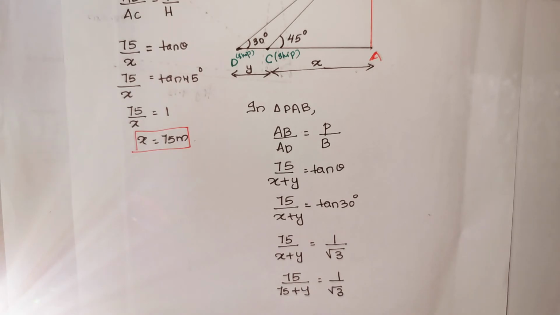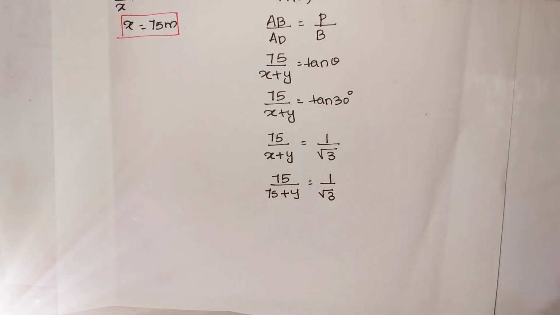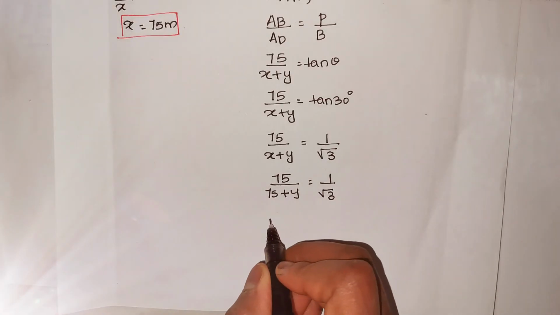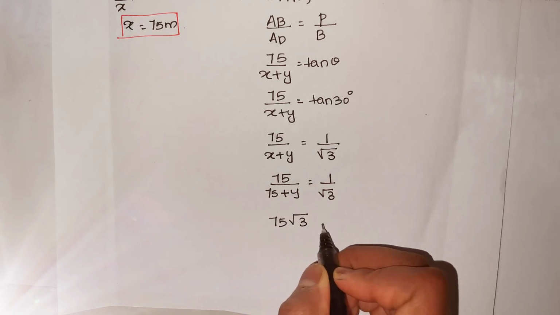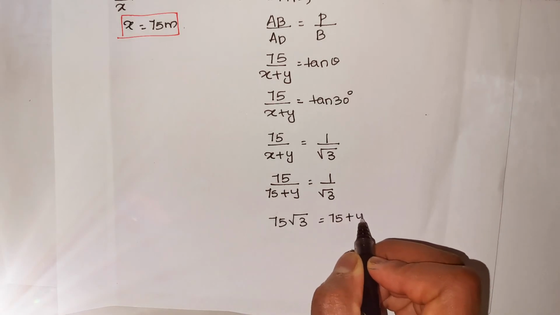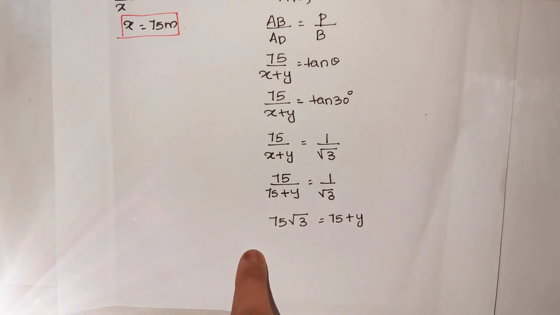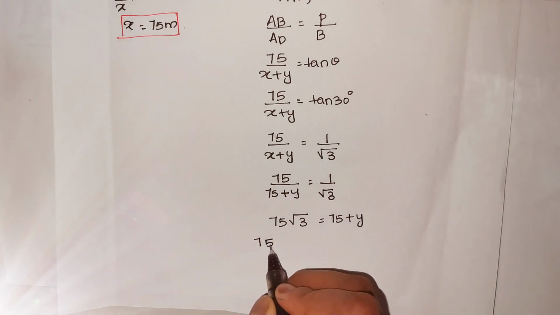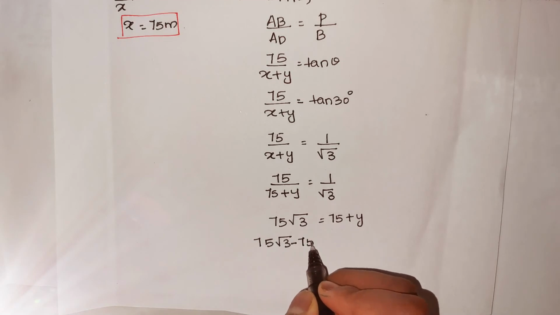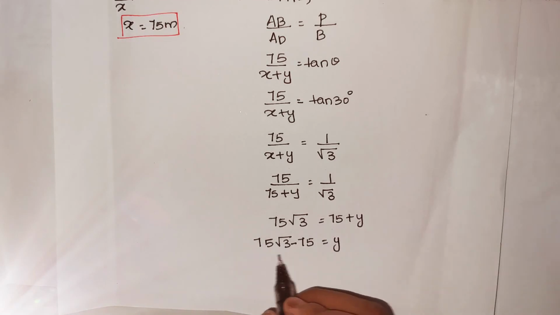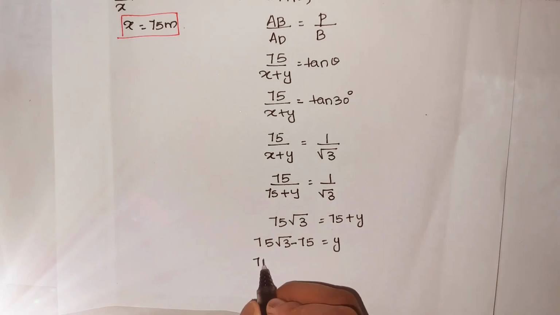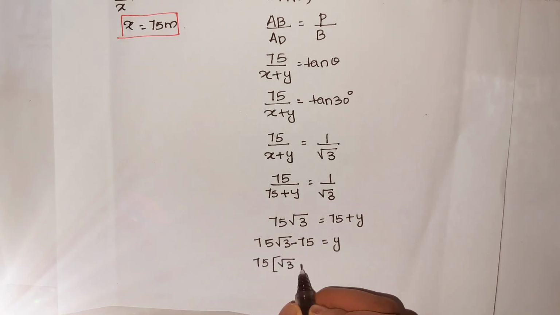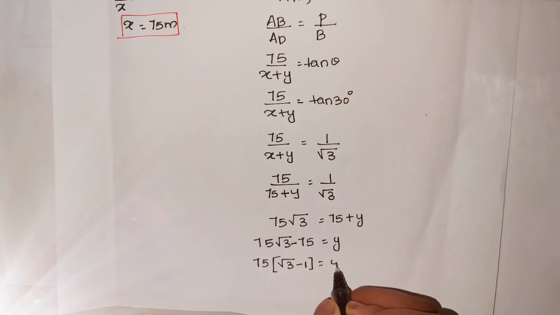Next, what is the next step? So, students, let's cross multiply this. So, 75 root 3 is equal to 75 plus y. So, I am taking the 75 to the left hand side. So, 75 root 3 minus 75 is equal to y. So, from here I can take 75 common. So, 75 into root 3 minus 1 is equal to y. So, the value of y is 75 into root 3 minus 1.